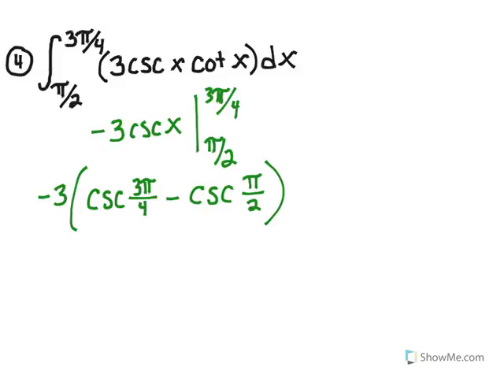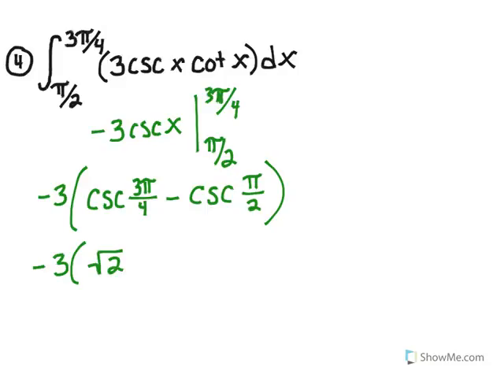So, cosecant is related to sine, so I really need to know what is the sine of 3 pi over 4, then do the reciprocal of that, and do the sine of pi over 2 and do the reciprocal of that. So if we go through those values, the sine of pi over 4 would be square root 2 over 2. And because 3 pi over 4 falls in quadrant 2, it stays positive. Okay, but we need the reciprocal of square root 2 over 2. And that's just the square root of 2.